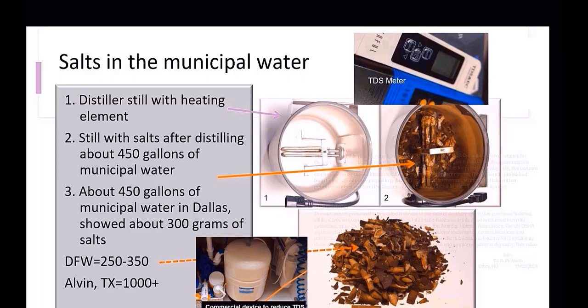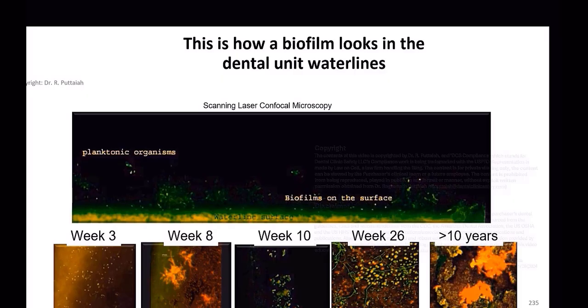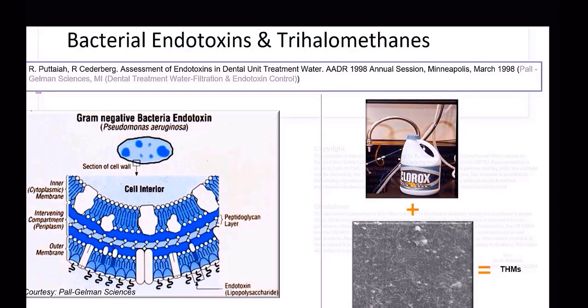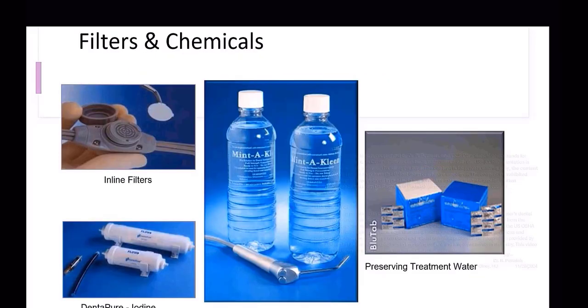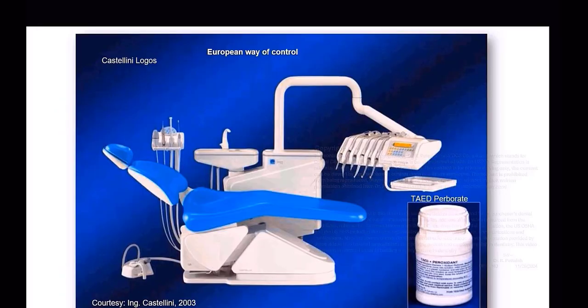350 TDS in municipal water and in Alvin, Texas, of greater than 1,000 TDS. Microscope. This was developed in my lab at Texas A&M College of Dentistry. In the presence of mature biofilms, if 3 to 4 ppm bleach was used in dental treatment water, they measured in excess. Today, many clinics use Dentapure to treat the dental treatment water. Self-dissolving tablet. I tested this tablet as well. Dentapure, Mintaclean and Blue Tabs are my experience.